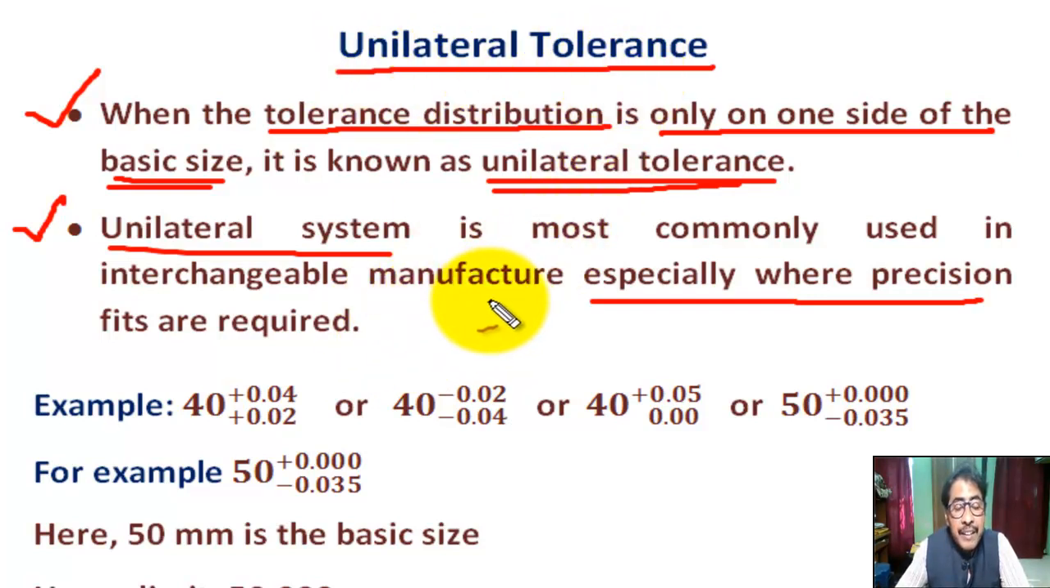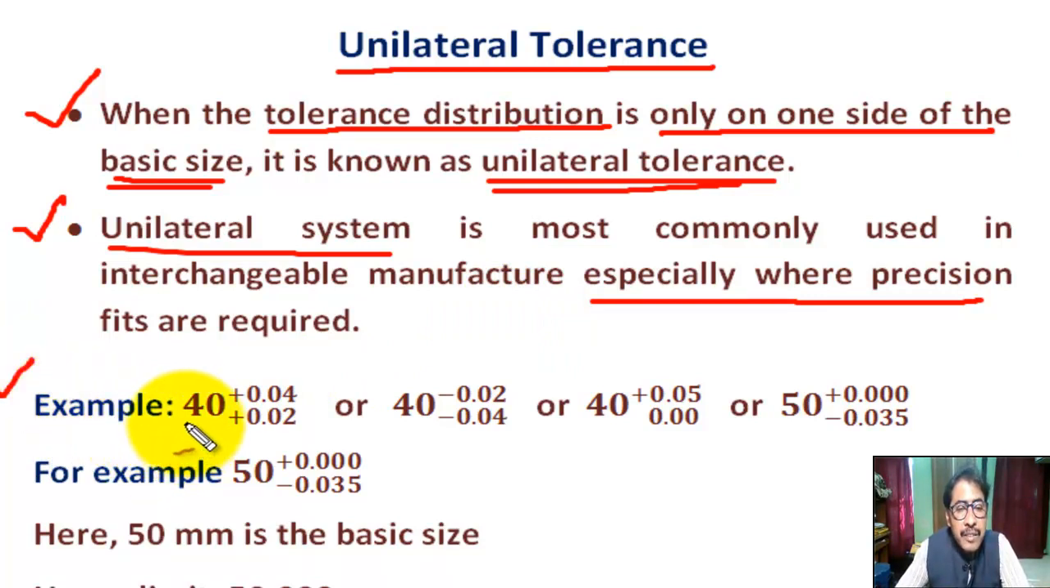Unilateral tolerance is employed in the drilling process, wherein dimensions of the hole are most likely to deviate in one direction only. That is, in drilling, it is always oversize rather than undersize.